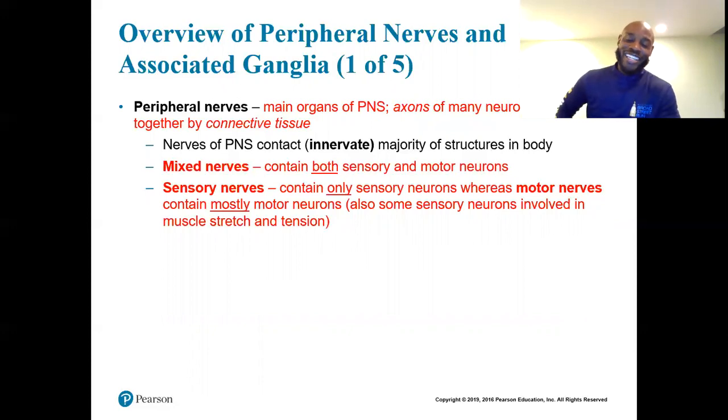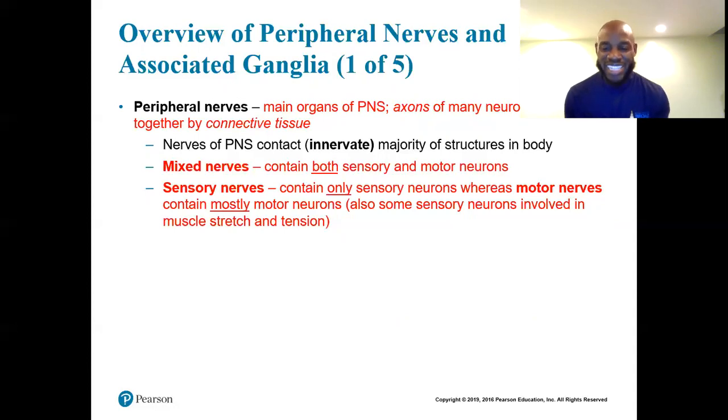An organ: multiple tissues working together to perform a specific function. Remember that? Okay. Right, so peripheral nerves are the main organs of the PNS. Axons of the many neurons are bound together by connective tissue. So you have connective tissue and nervous tissue, multiple tissues working together for a specific function, which makes it an organ, okay? So the nerves of the PNS innervate the majority of the structures in the body.